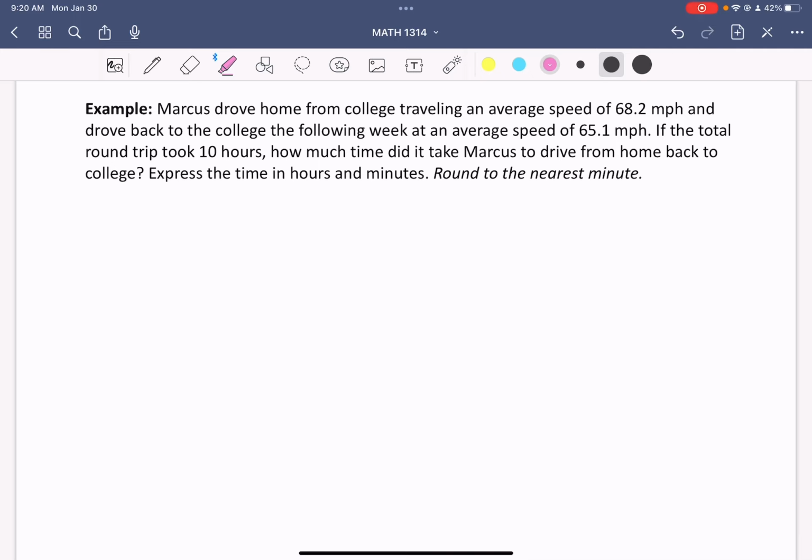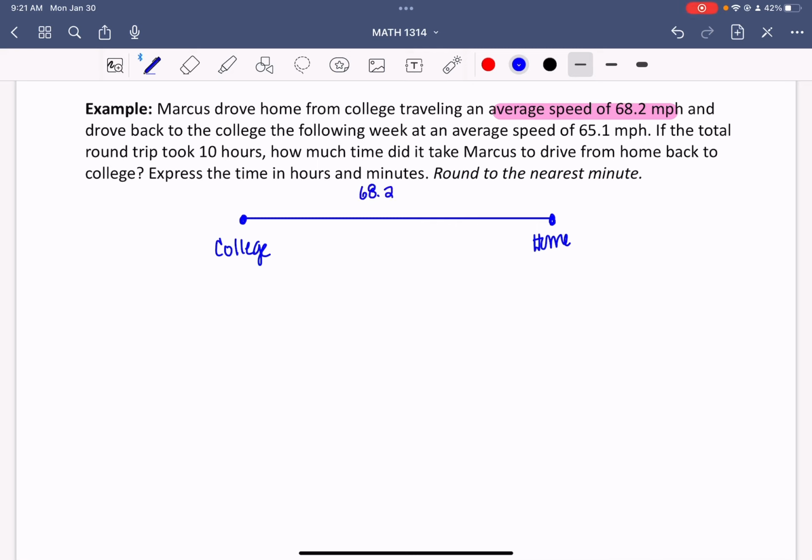So let's just draw out what we see going on here. Here is college, and here is home. We are just looking at the path he's taking from college to home and how fast he's getting there. It said he drove home from college traveling an average speed of 68.2 miles per hour.